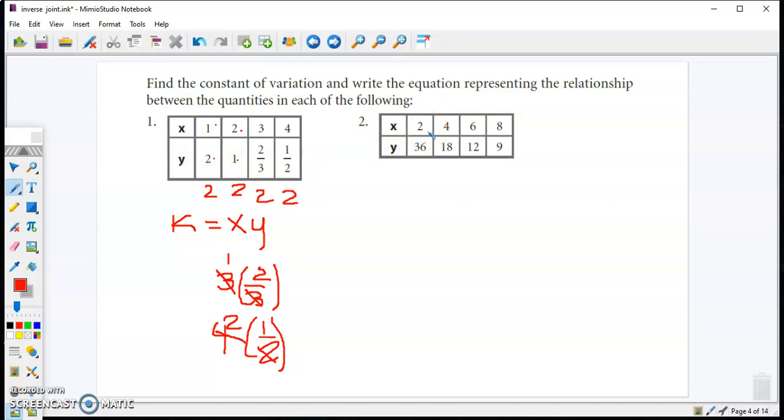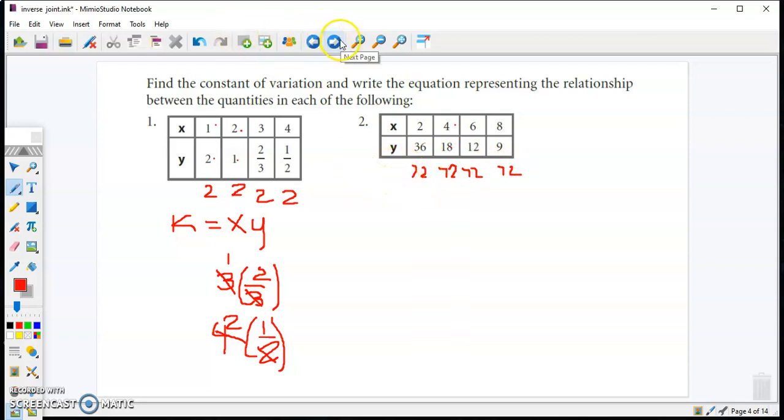So you have 2. How about this one? You have 2 multiplied by 36. What is 2 times 36? So the constant of variation for all these quantities should be the same. So 2 times 36 is equal to 72. How about 4 times 18? Will it be 72? Yes, that is also 72. So the same. How about 6 times 12? That is also 72. And 8 times 9 is also 72. So meaning to say your k here is equal to 72.